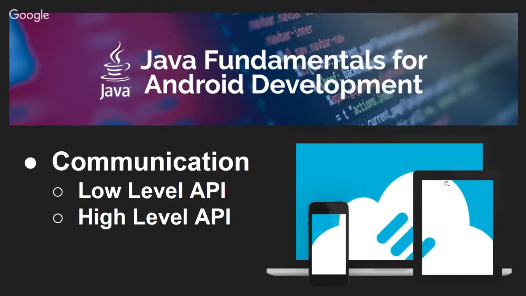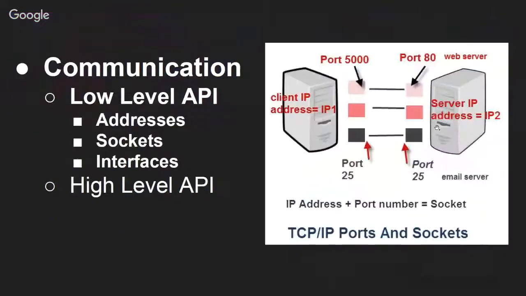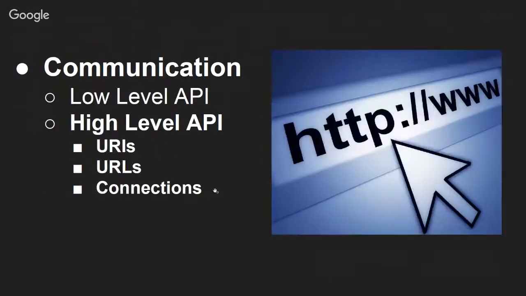For communication, there are low-level APIs and high-level APIs. In the low-level APIs, there are addresses, sockets, and interfaces. We are going to review it a little bit later. And in the high-level APIs, there are URIs, URLs, and connections.